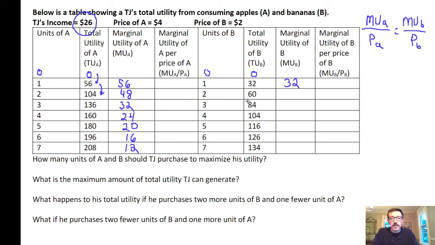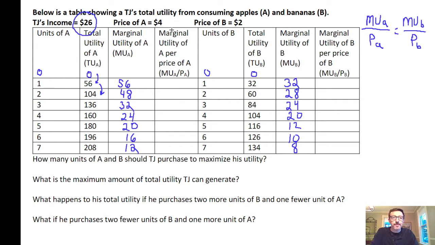Eating two bananas gives us a total of 60 utils, meaning the second banana increased our utility from 32 to 60. That's a change of 28. So the second banana added 28 points of utility to us. The third banana is a gain of 24 utils. The next one is 20. Then we increase by 12, by 10, and by 8.